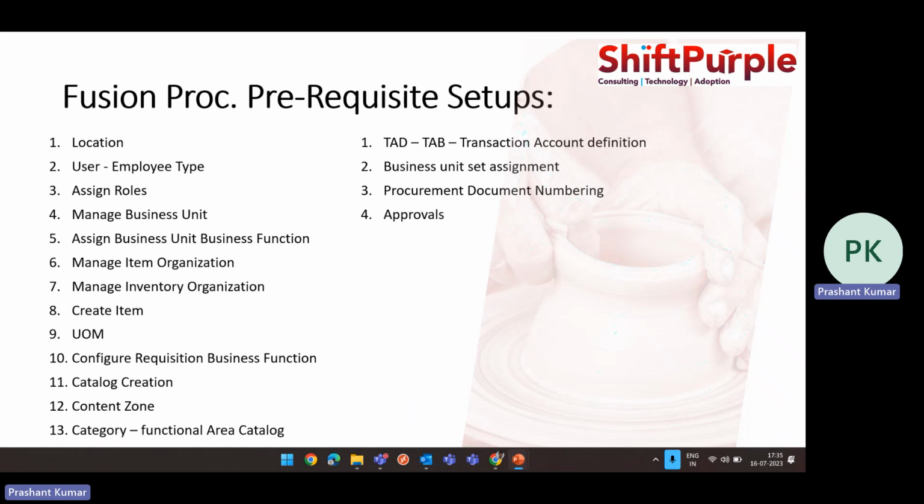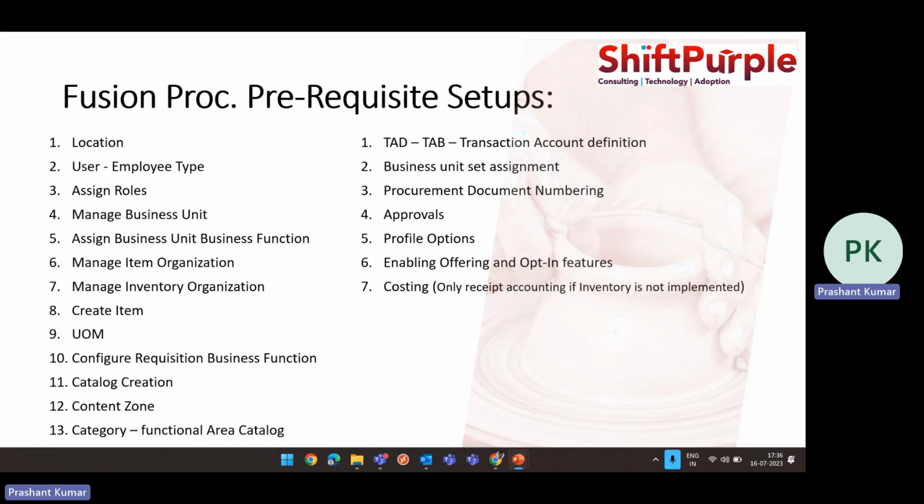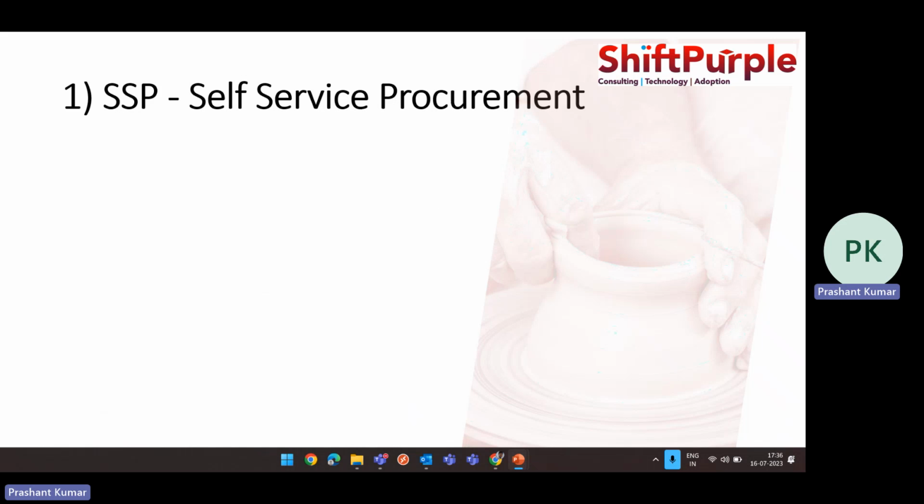Then comes approval. Every transaction has approvals, which are different approvals. We need to configure different tasks. Then we have a few profile options for each of the submodules, as we have 6 submodules in procurement: self-service procurement, purchasing, supplier portal, negotiation which is sourcing, procurement contract and supplier portal. So enabling offering, we need to enable the offering, and we have a concept of opt-in features as well. So we should be aware of that as well. Then costing, basic idea should be there.